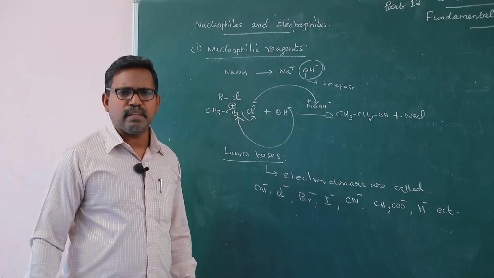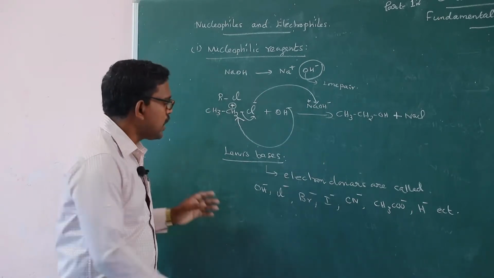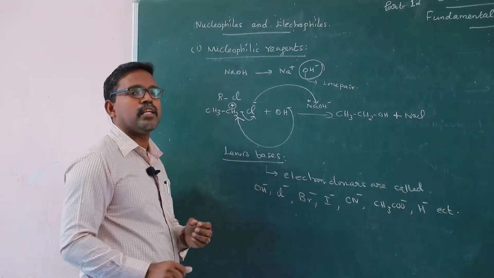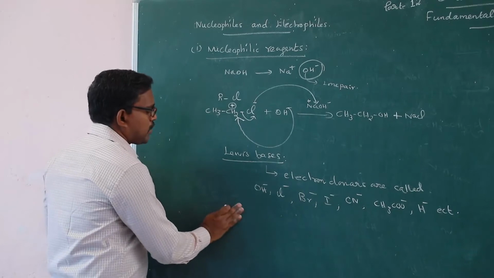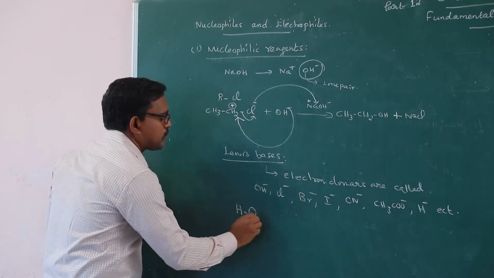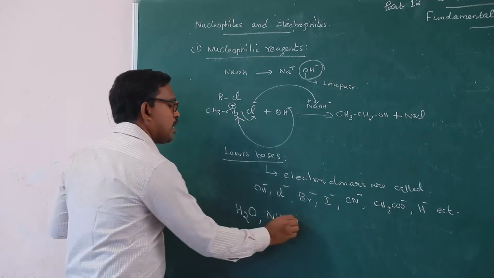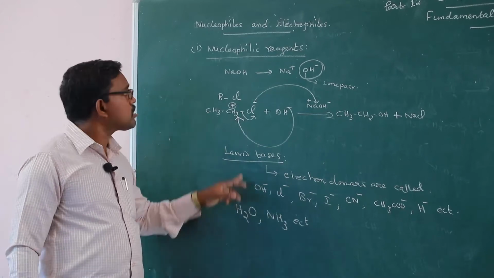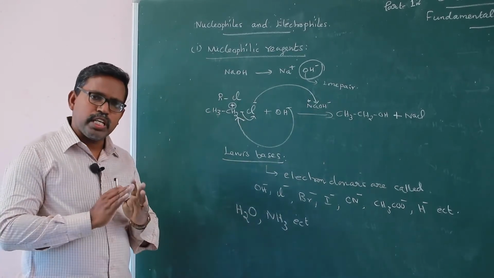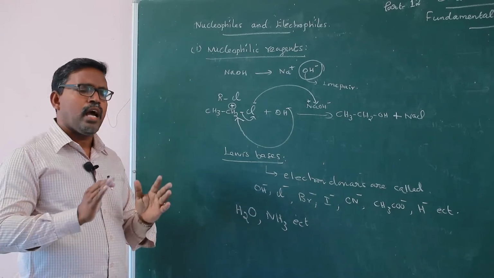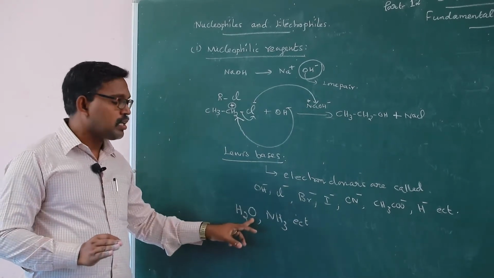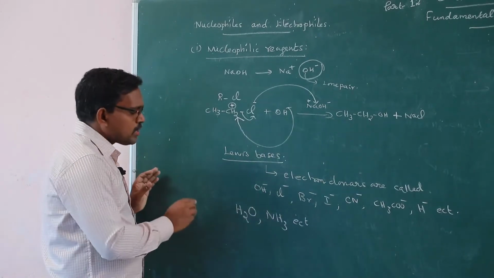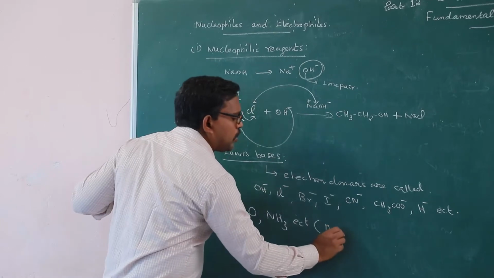All are negatively charged species. Negatively charged species means it must have extra electrons in their valence shell. In some cases, water, ammonia, etc. are also acting as Lewis bases or nucleophiles, which do not have any charge on any atom of the concerned molecule. So, they act as neutral nucleophiles.